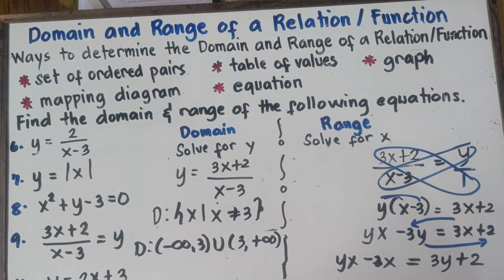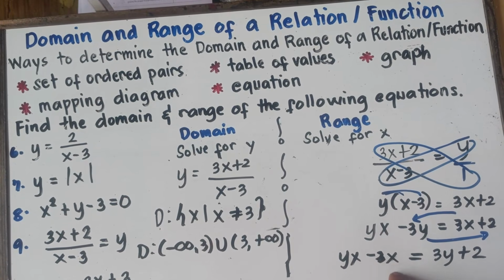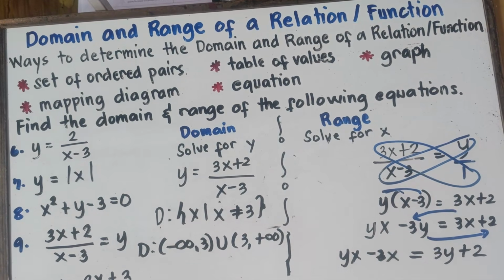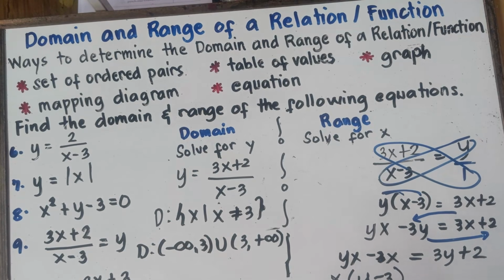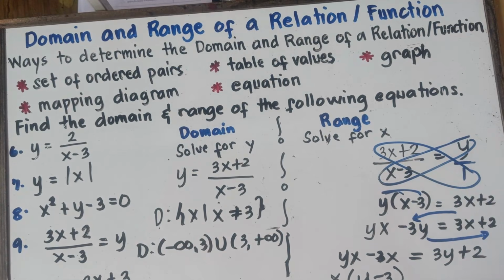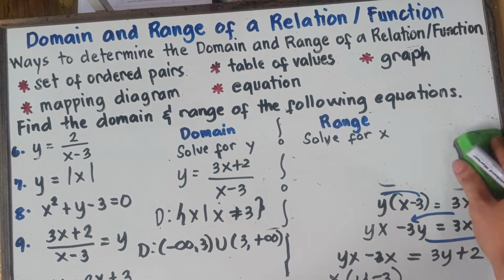Then we can factor this out because of the same x. We can factor this out by x. So this will be x, and then parenthesis, yx divided by x, that would be y. Negative 3x divided by x, that would be negative 3. I hope you see this one, class. Just erase, we don't have enough space. Let me just erase this one.